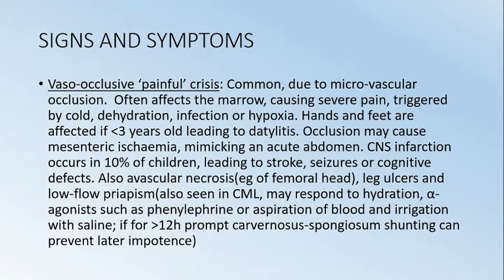So if you are able to get this treated promptly, it helps prevent impotence. As we said, it may respond to hydration, alpha agonists such as phenylephrine, or aspiration of blood and irrigation with saline. But if it lasts more than 12 hours, cavernosum-spongiosum shunting can prevent later impotence. So it's very serious and can lead to impotence.